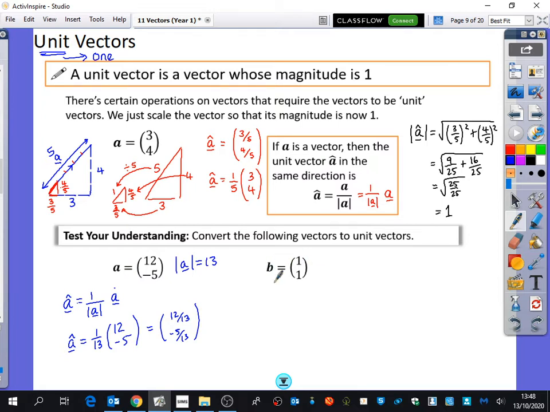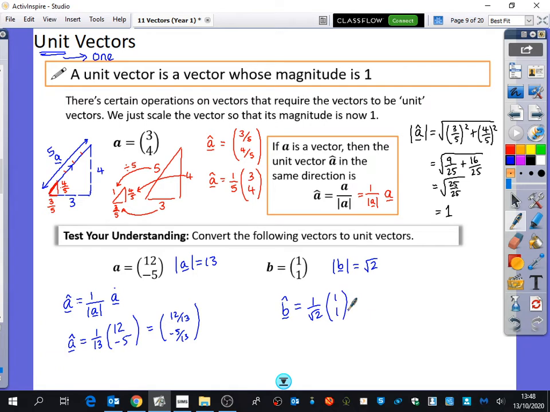And for B, we're going to do the same thing. So the magnitude of B, Khadija, what's the magnitude of this one? It's just root 2. So what did you get as the unit vector B? 1 over root 2 multiplied by (1, 1). So would that just be the final answer? You could just give that as your final answer.